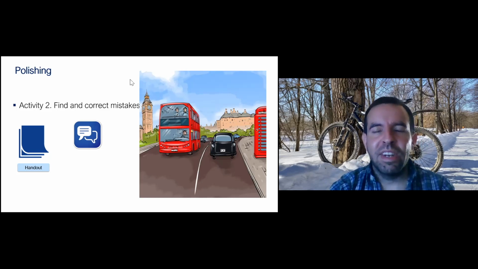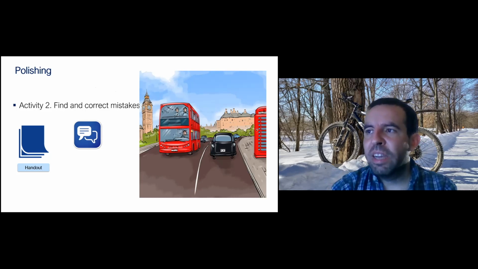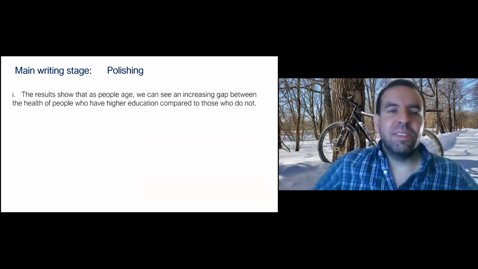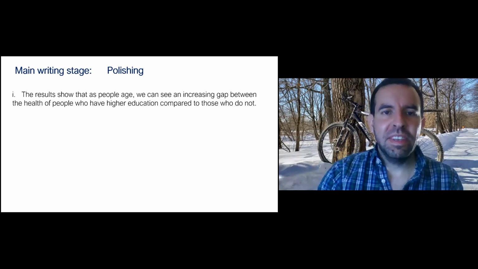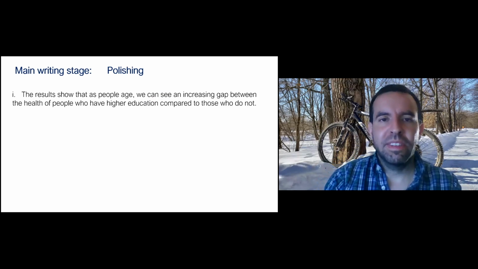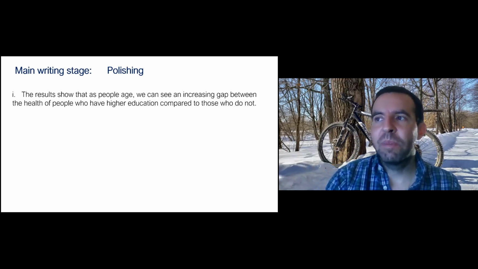So, now let's go to the task itself. Task 2 is about polishing. I have 3 sentences there. In the first sentence, I didn't put any obvious mistakes. Here I wrote it in active voice, but we can rewrite this in passive voice, as we shared: an increasing gap can be seen, or there's an increasing gap. So this is more about polishing, basically to say an increasing gap between the health of people who have higher education compared to that of those who do not.